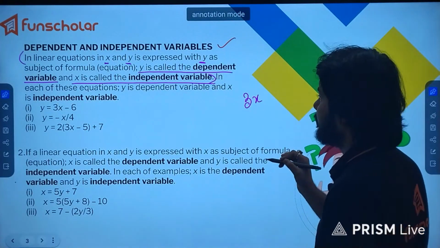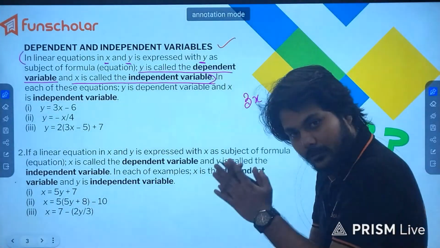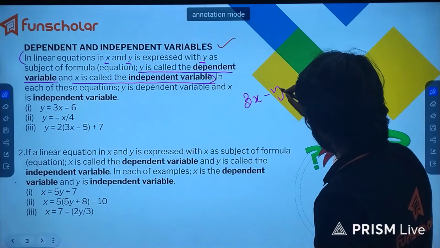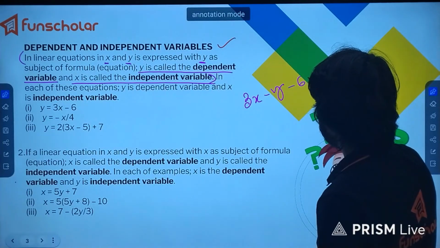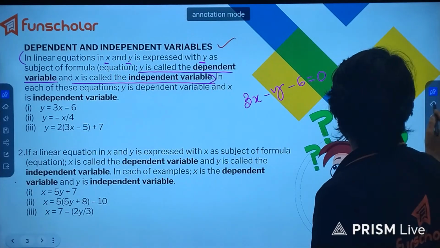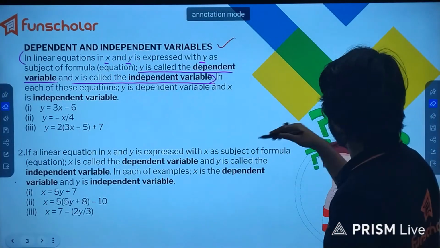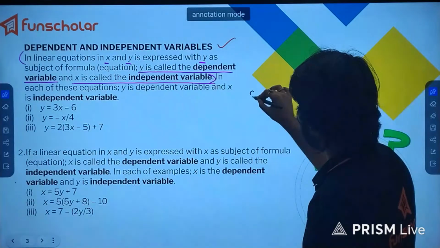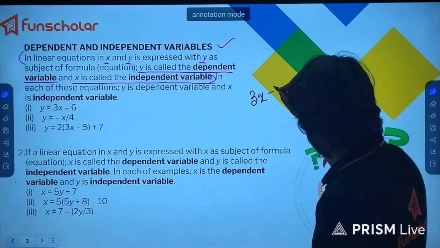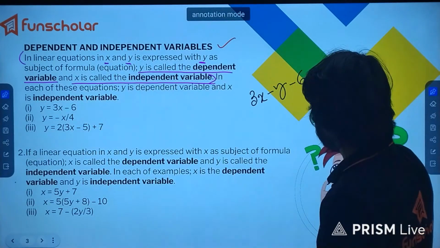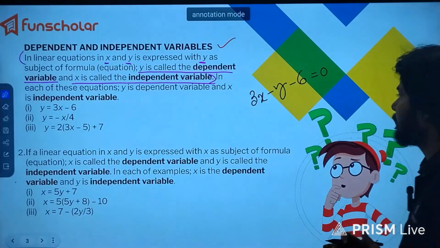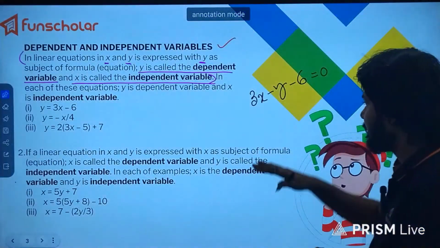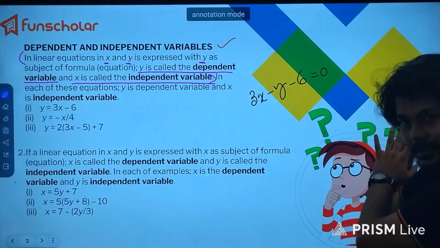Suppose I am writing an equation 3x minus y minus 6 equal to 0. I think this is not clearly visible, so I am using the black ink. 3x minus y minus 6 equal to 0. This is an algebraic equation, right? This is the left hand side and this is the right hand side.